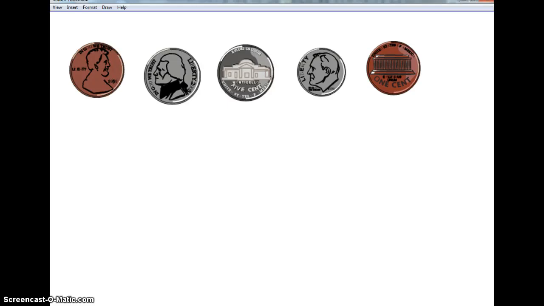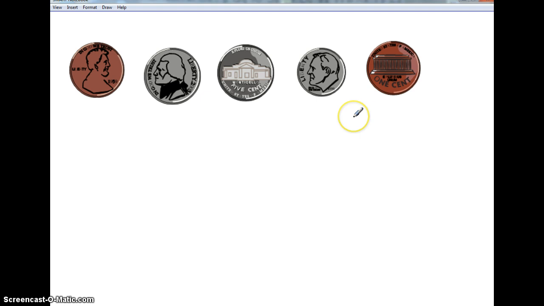Today our lesson is going to be about counting money. We've counted money many times this year, but today we're going to talk about when the coins are all mixed up. In the past we had our pennies and then our nickels and our dimes, but if you look at my coins here, they're all mixed up.